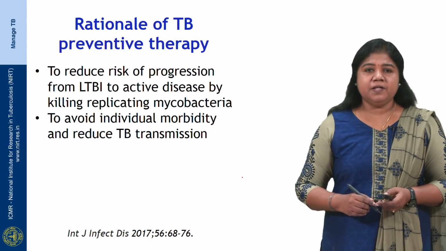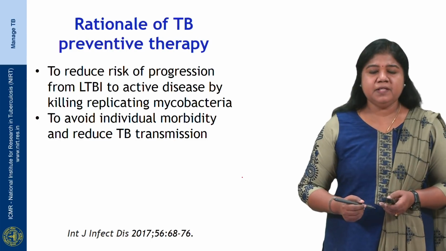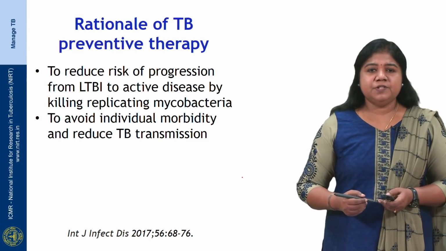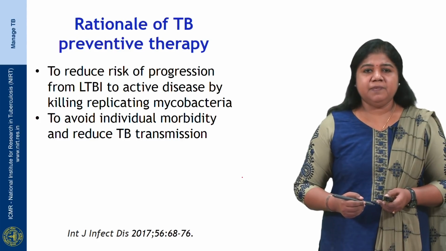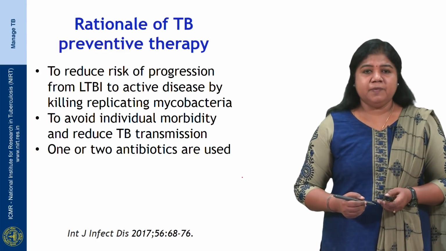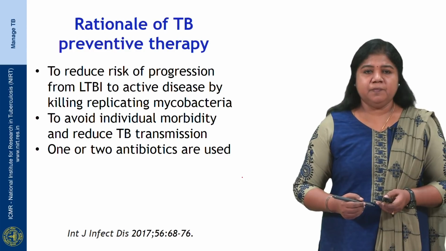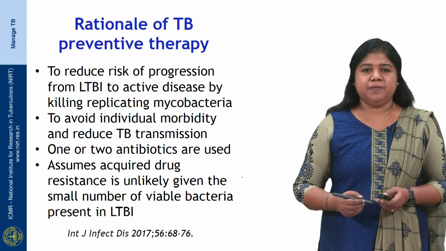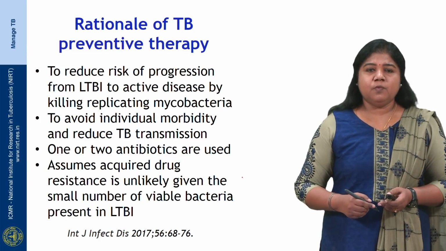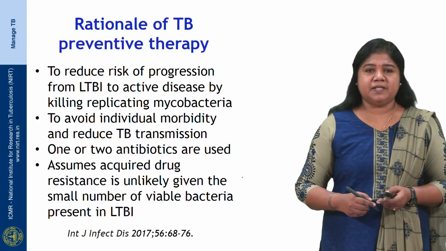This is very important to avoid individual morbidity from TB disease and reduce TB transmission because of active pulmonary TB disease. One or two antibiotics are used for preventive therapy, unlike treatment in which we use a minimum of 4 to 5 drugs in the intensive phase of therapy. This assumes that acquired drug resistance is unlikely given the smaller number of viable bacteria present in the latent TB infection.